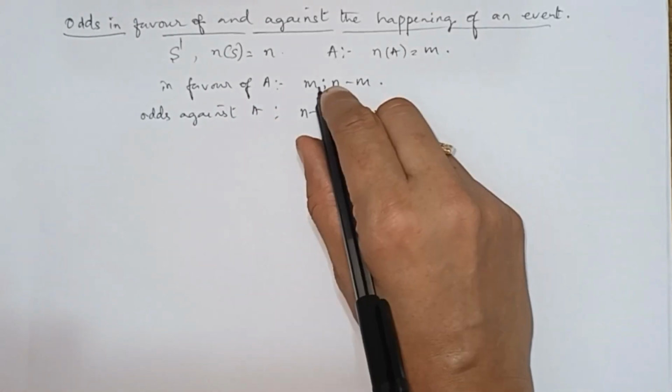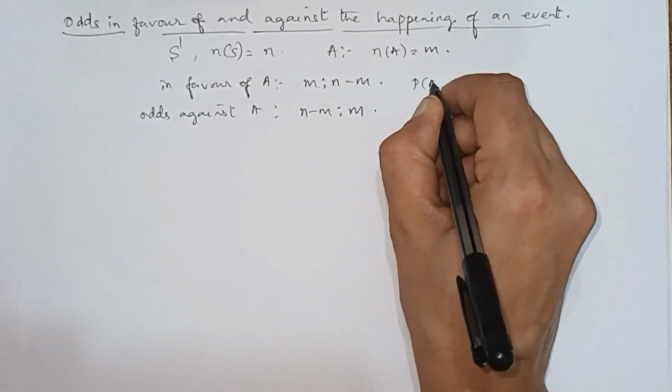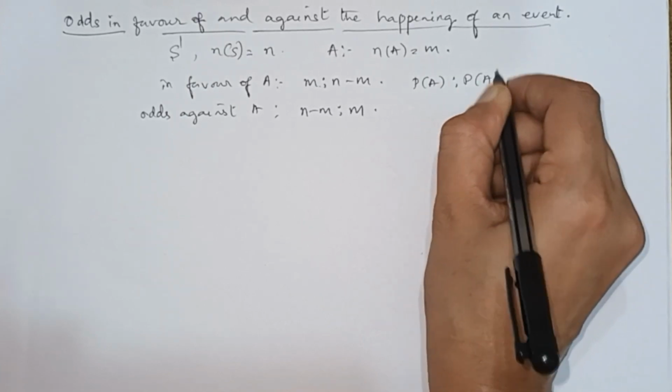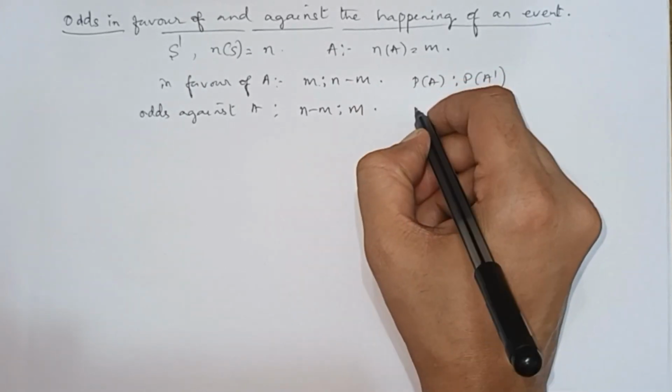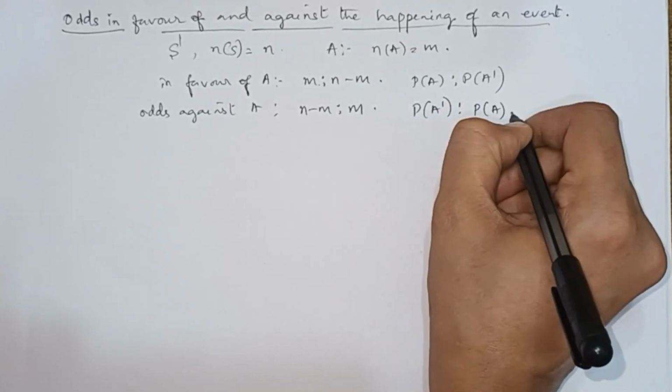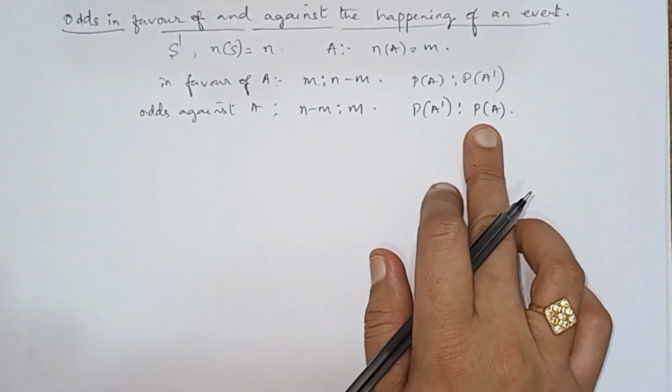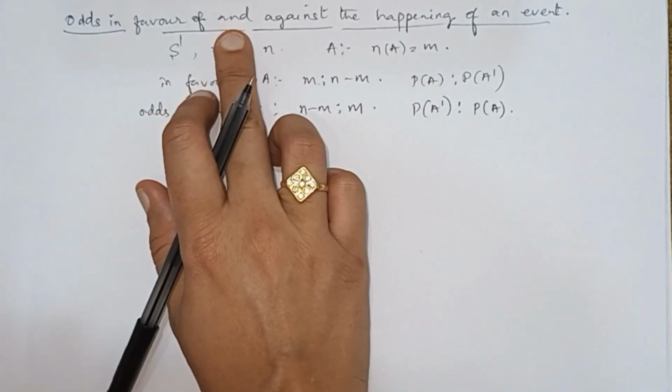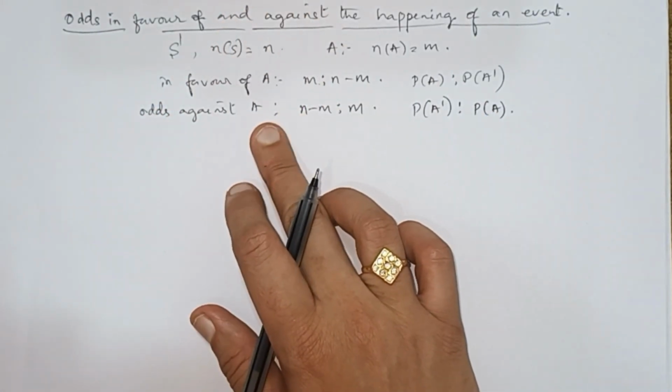It is easy to remember. Odds in favor of A means P of A is to P of A dash, the ratio. Odds against A is P of A dash first, P of A dash is to P of A. So this is how we define odds in favor of the event A and odds against the event A.